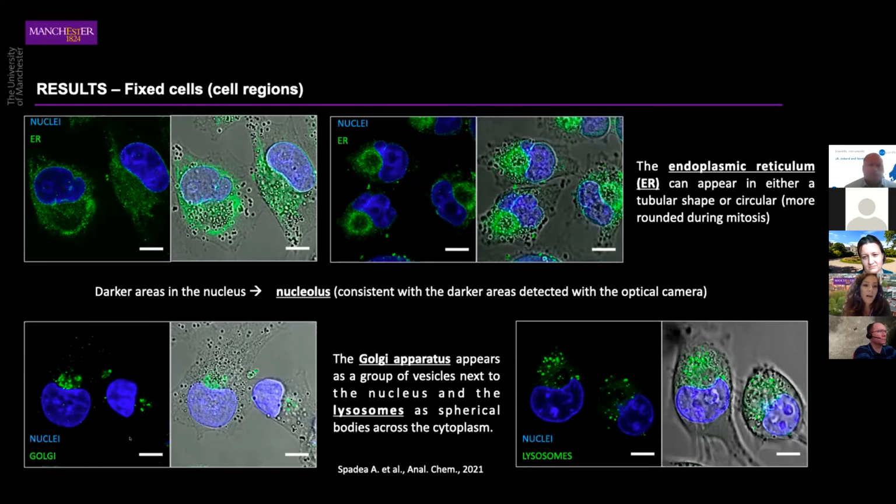But we also have Golgi vesicles that are essentially concentrated next to the nucleus often, and we have lysosomes, which are also vesicles but are more spread around the cytoplasm, I would say. Of course, the nucleolus, which is the darker spot inside the nucleus, as you can see here, is also present.